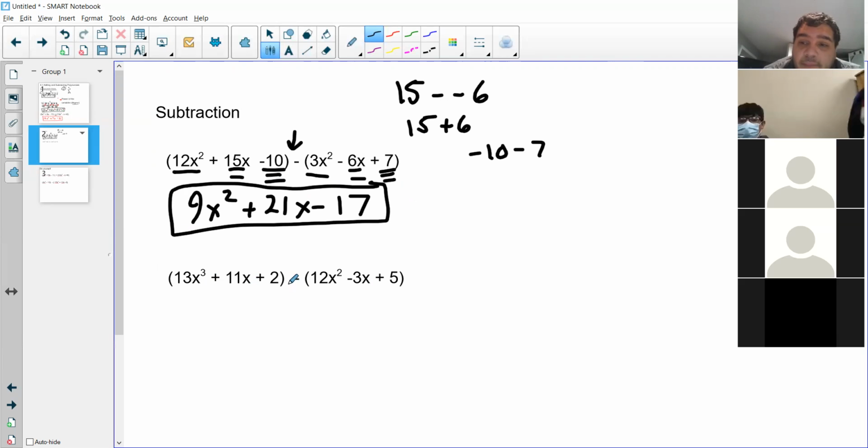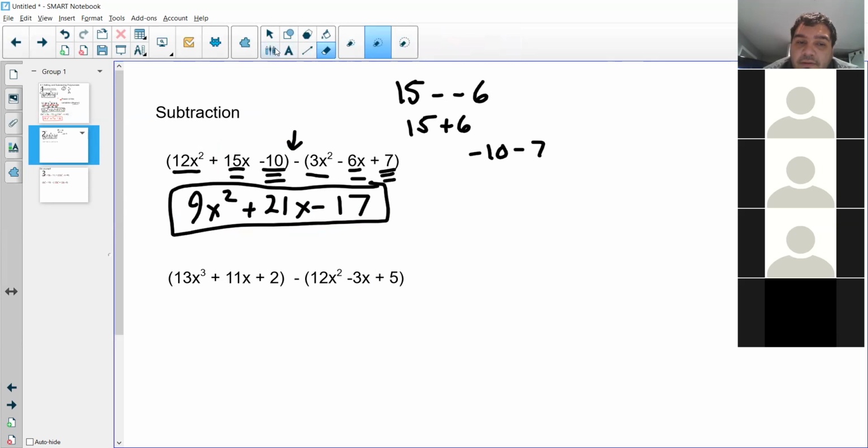All right. The next one, we got 13x cubed plus 11x plus 2 minus... Mr. Tobo, shouldn't it be 12x squared, minus 9x, 3x plus 5? 9x squared. Mr. Tobo, shouldn't it be 9x? No, 9x squared, because it had a squared, so it needs to keep the squared. So 9x squared.